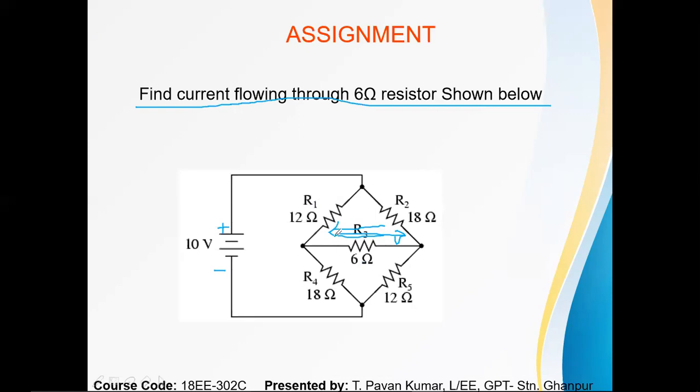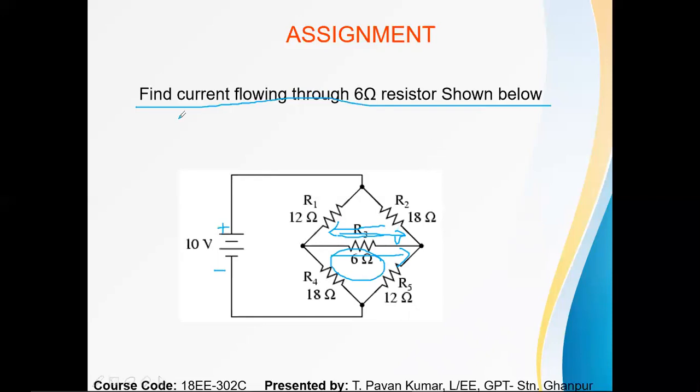If your answer has the same sign as your assumed direction, then your answer is correct. If your answer gives a negative sign, it means your approach is wrong, like that. Your answer only decides the direction of the current through the 6 ohms, right? I'm not giving the directions, I just show the 6 ohm resistor only. So I want you to do this. These types of problems come under your examination point of view. This is a very, very important problem, right?